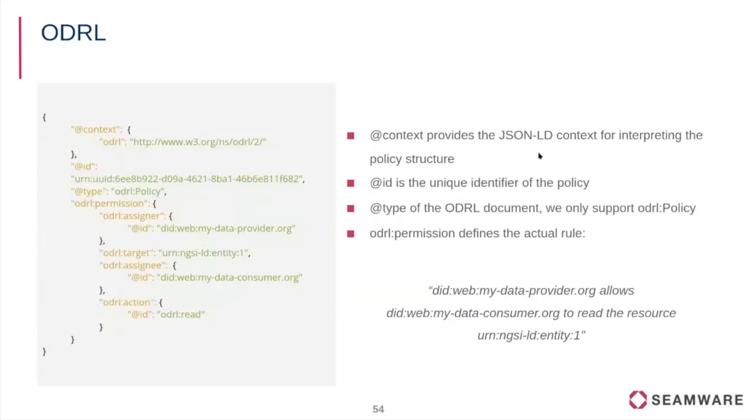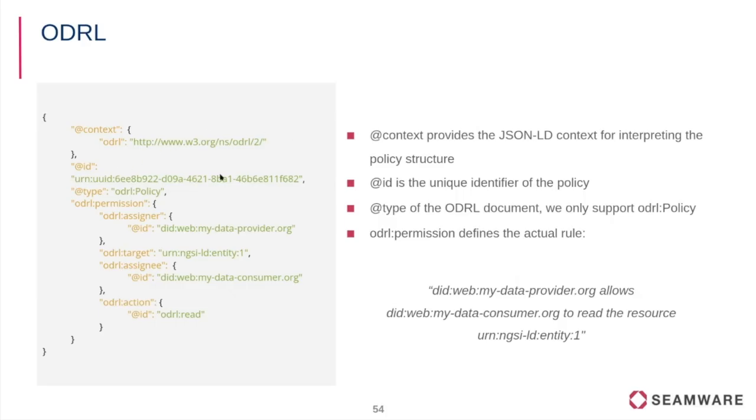How does an ODRL policy look like? I'm using the JSON representation here. Similar to our credentials, we again have a context that defines how the policy needs to be interpreted. This is a JSON-LD context, so we can redefine parts of it by providing additional contexts. We are actually making use of that in various use cases. But it's very important to understand the contents of the policy itself.